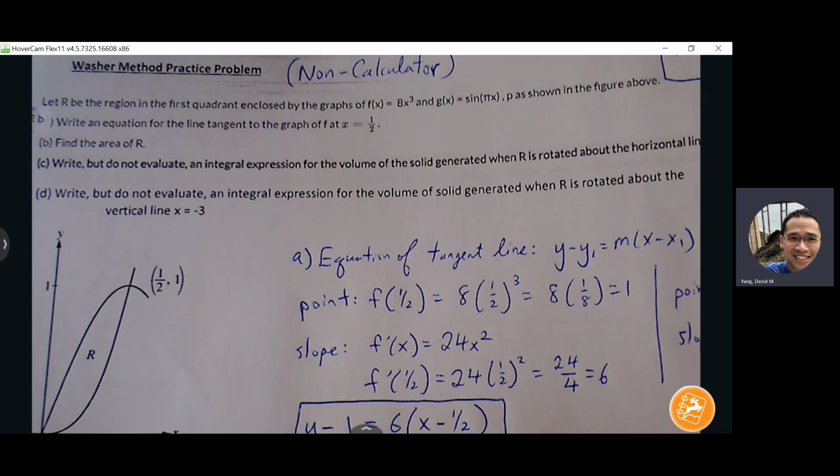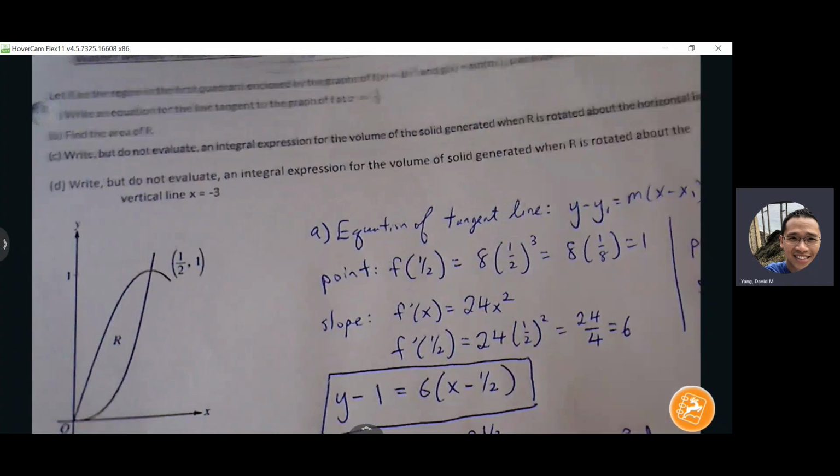Typically we prefer top minus bottom unless we're forced into right minus left, like if you're rotating around the vertical axis, or if it tells you that your cross section is horizontal, then you're forced into right minus left. You could, but I think that's harder.